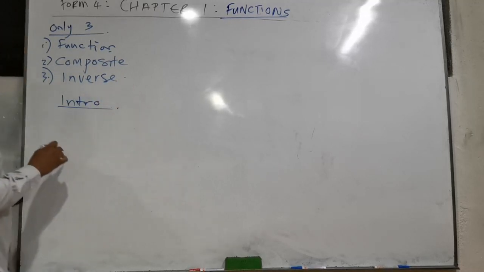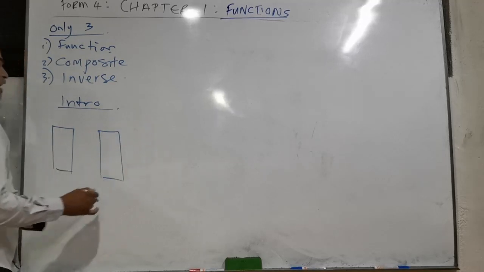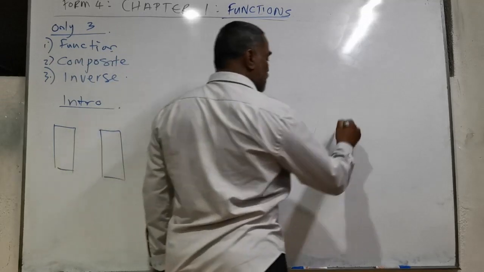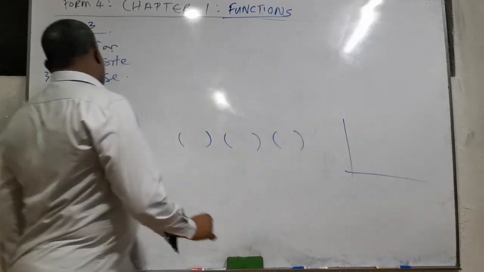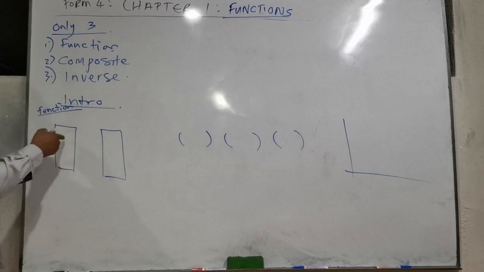Before I start the function, I give an introduction of this topic. First of all, you must understand function. Function can be shown in 3 ways. One is called arrow diagram. Another one is called ordered pairs. Third we call graph. This is called arrow diagram.